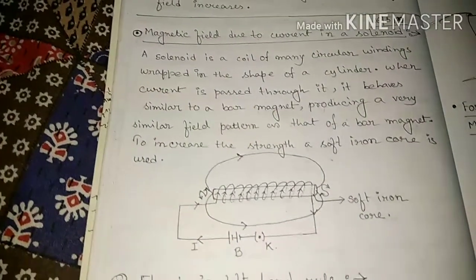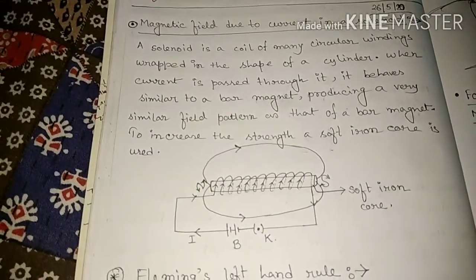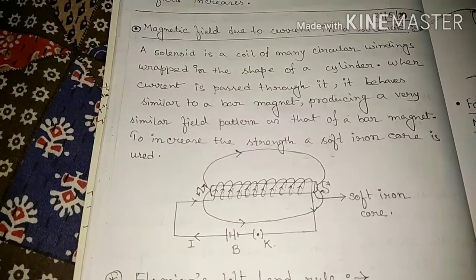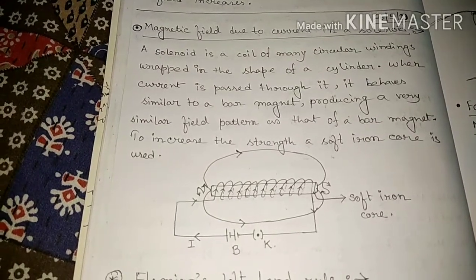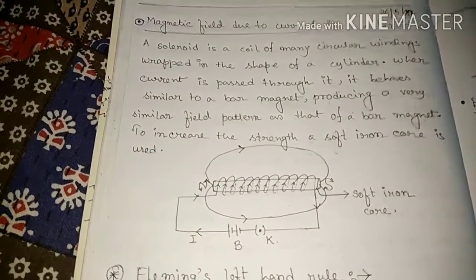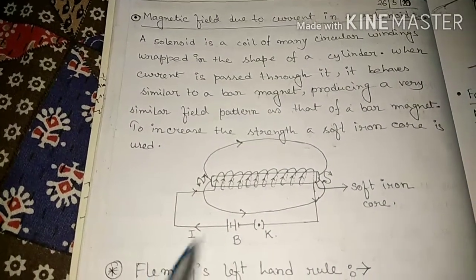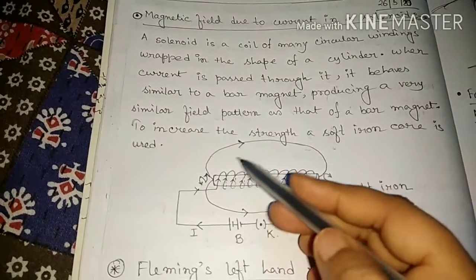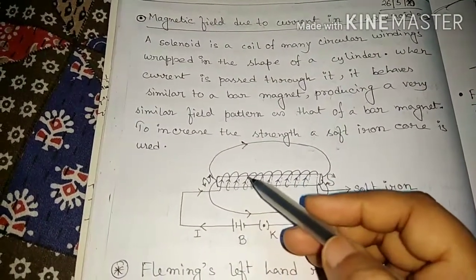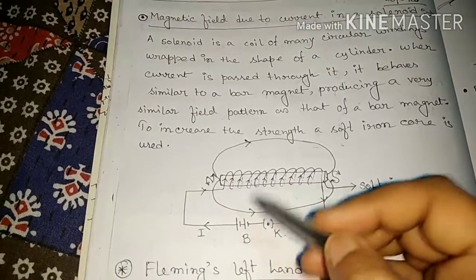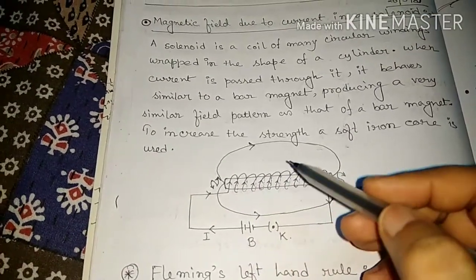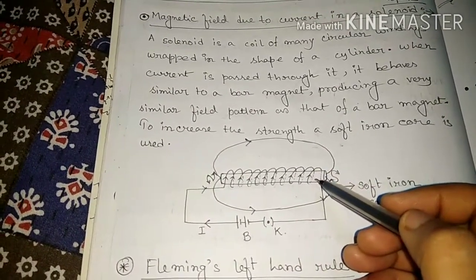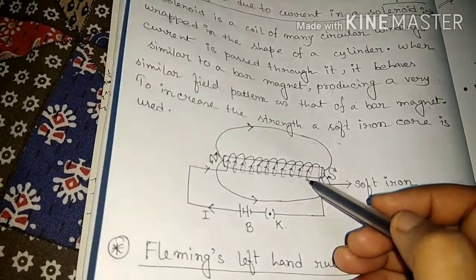So first of all, what do you mean by solenoid? In class 8 we also studied the terms about the solenoid when we discussed the electromagnet. So a solenoid is one kind of electromagnet. A solenoid is a structure of wire. Here a conducting wire is wound over a conducting material. Here we use a soft iron core to increase the strength of the magnetic field.